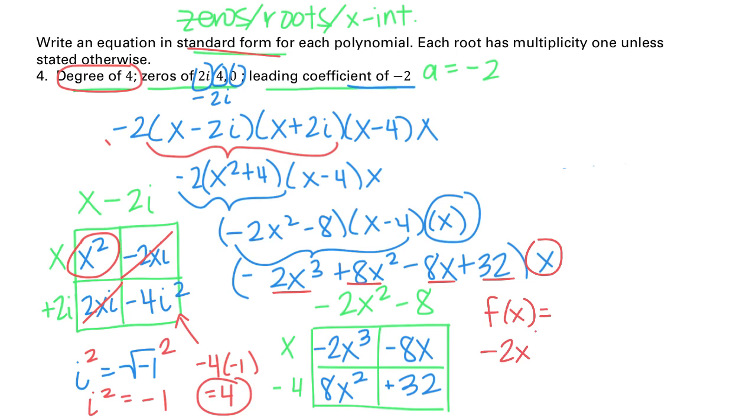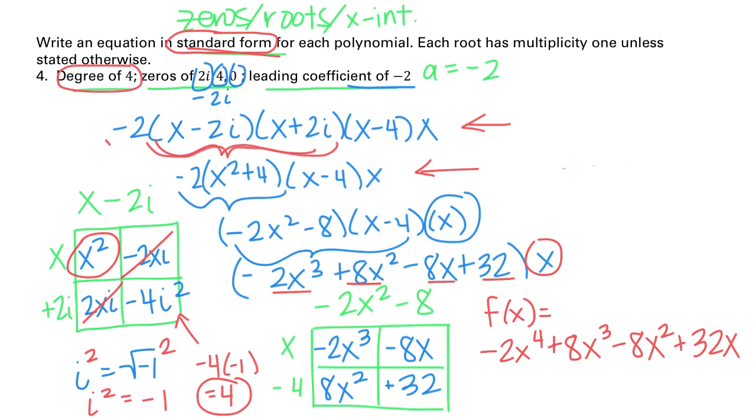So negative 2x to the fourth, 8x cubed, minus 8x squared, plus 32x. And the reason I had to multiply that all out was because it said to write it in standard form. If it doesn't say that, then you would just leave it in factored form like this, or even better, like this, because we multiplied the parts with the i's together, so we didn't have any i's in our factors.